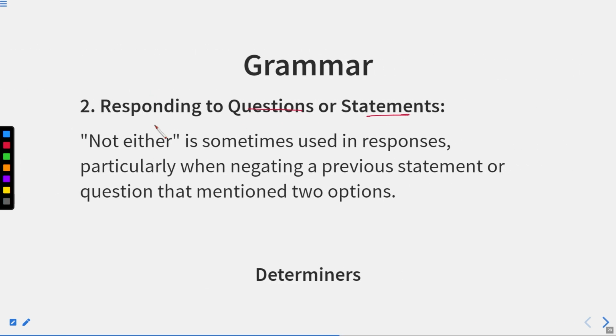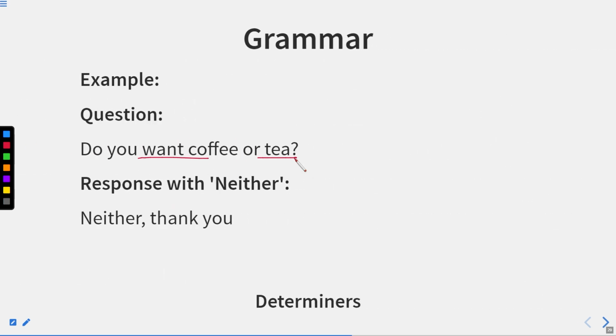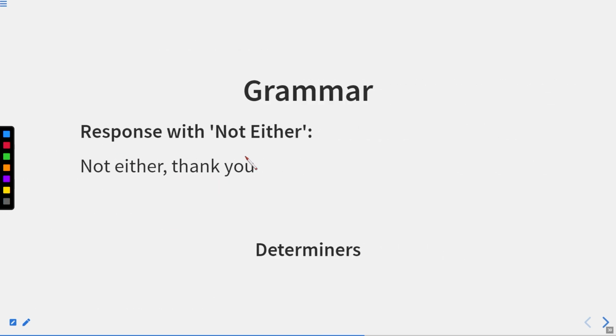Responding to questions or statements. Not either is sometimes used in responses, particularly when negating a previous statement or question that mentioned two options. So not either is generally used to respond. How? If I say, do you want coffee or tea? You can answer with neither, thank you. You can answer in this way, but you can also respond with not either, thank you. So we can use this expression to show that we don't want any coffee or tea. We don't want both of those. So we can use not either, thank you, neither, thank you, or neither of the two, thank you.